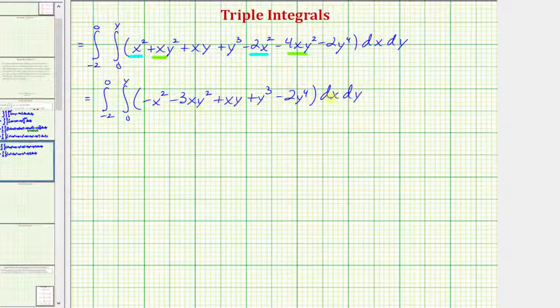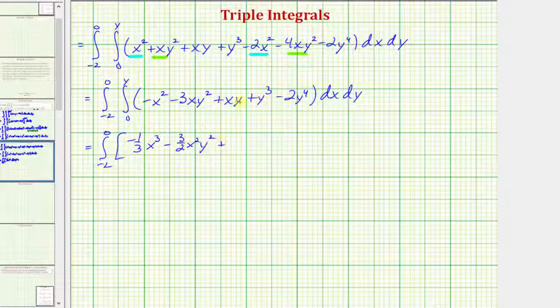And now we integrate this with respect to x, treating y as a constant. So the antiderivative of the first term is going to be -x to the third divided by 3, or -1/3 x to the third. And then we'll have minus 3y squared times x squared divided by 2, or minus 3/2 x squared y squared, plus x squared divided by 2 times y, or 1/2 x squared y, plus xy cubed, and then minus 2xy to the fourth.